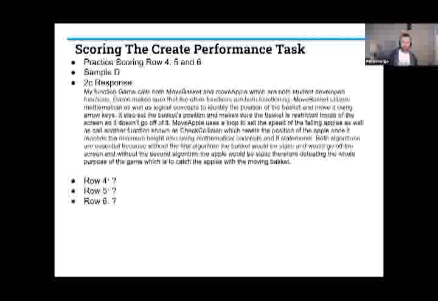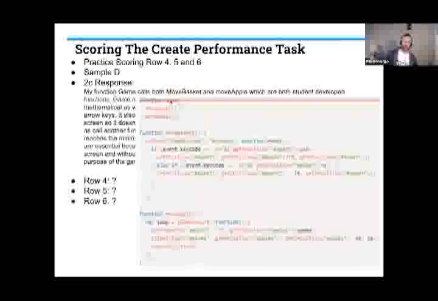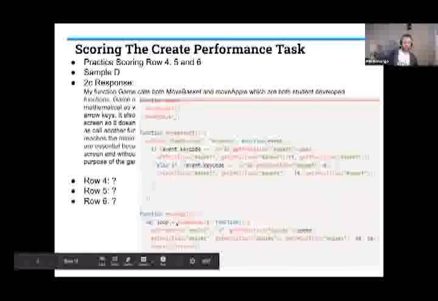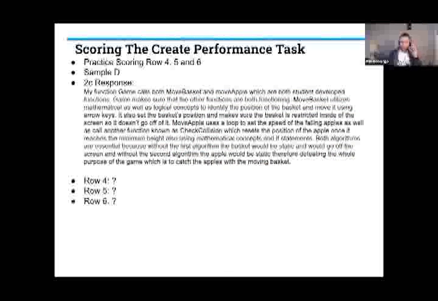All right, so let's move on and let's practice scoring rows 4, 5, and 6. All right, so this is from sample D. And so the student states in 2C. I'm sorry, I wanted to show you the code first, right? So this is the code that the student identified. So they have this function called game, right? And then in this function is the move basket function and the move apple function, and they've shown those 2 functions as well. All right, so let's see what the student wrote.